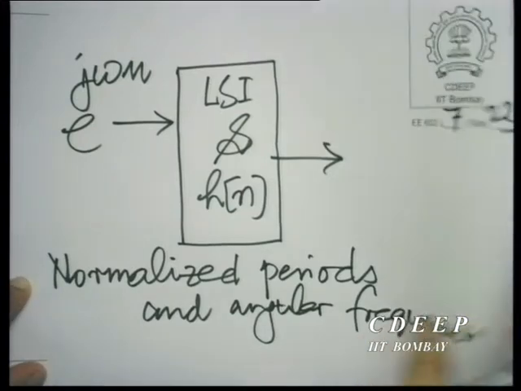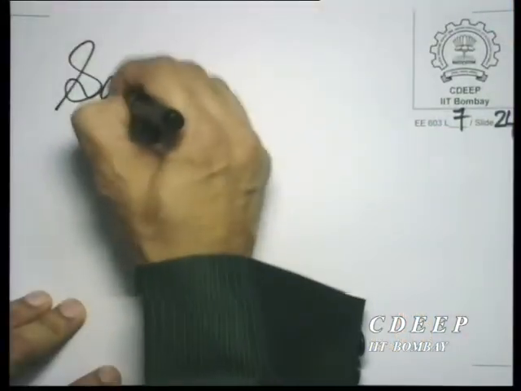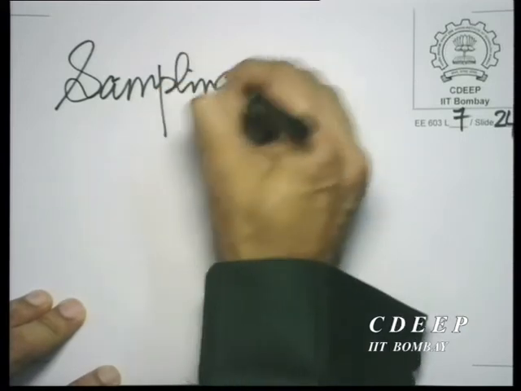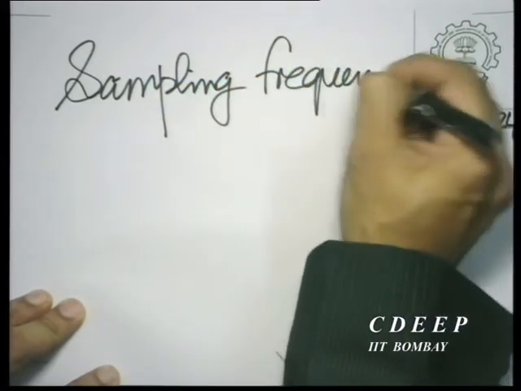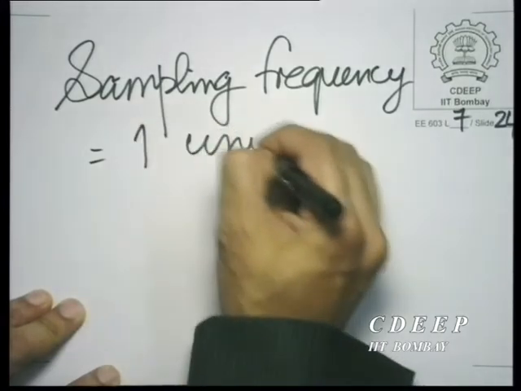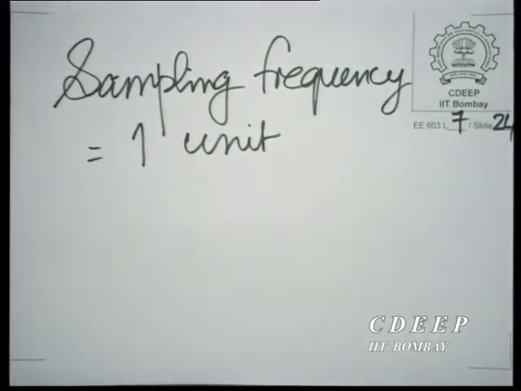And what we mean by that is that we shall assume that the sampling frequency is 1 unit. The unit is our choice ultimately. If it is 10 kilohertz, we will say 10 kilohertz is 1 unit. If it is 1 megahertz, we will say 1 megahertz is 1 unit. So, we will say the sampling frequency is the unit frequency.